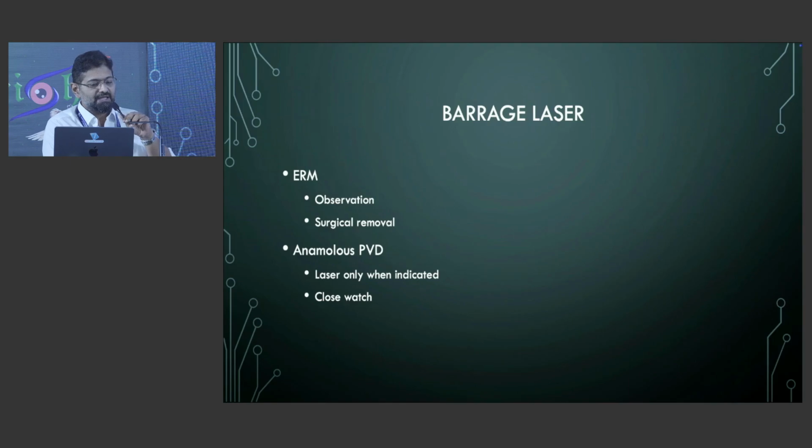Now, another thing is anomalous PVD. Like I think Dr. Shishir already mentioned, many times when a patient comes to you and you examine the patient, you see lattices. Now comes the question, what do you do next? There are certain indications when you do the laser. One, if the patient is undergoing any eye surgery. Suppose a patient with lattice is undergoing a cataract surgery.